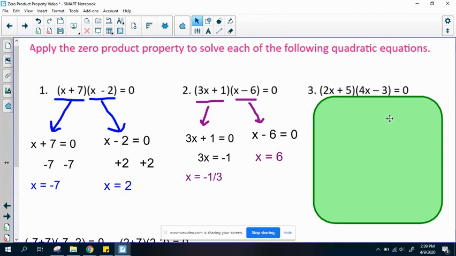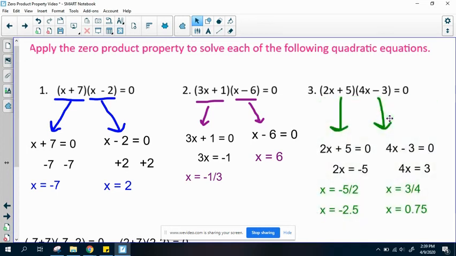Okay. And then on the last one, same thing. I'm going to set each of them equal to 0. So I'm going to set 2x plus 5 equal to 0 and 4x minus 3 equal to 0. And I'm going to do simple solving and get x by itself.